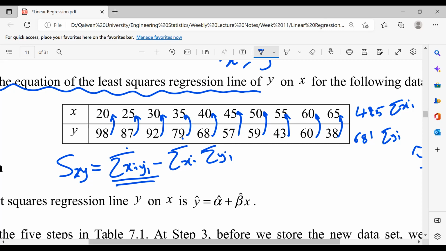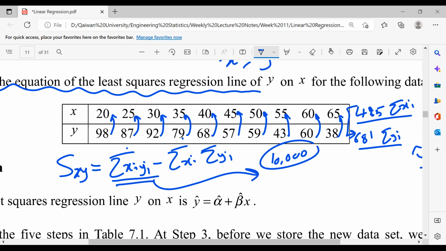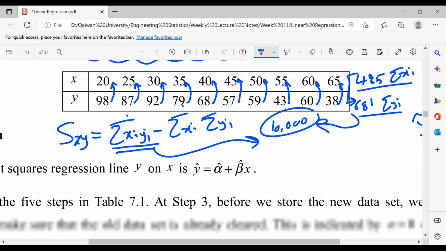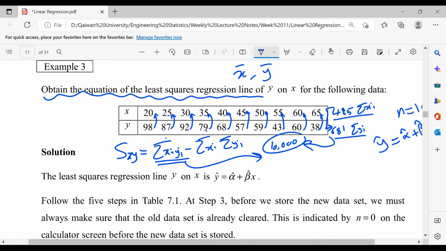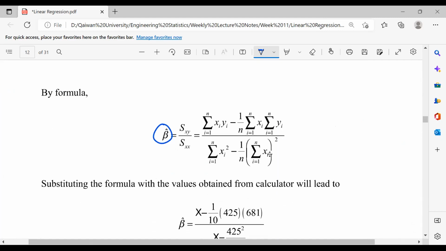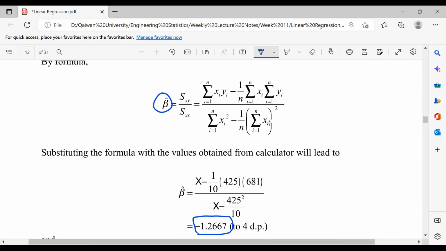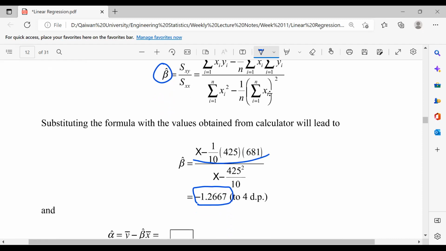It's going to be a huge number. Let's say it's 10,000. Okay. Let's say this is 10,000, and this is the sum of xi, and that's the sum of yi. We multiply these two, and then we subtract it from this value. We get a number, and let's see, we get this value. That's it.